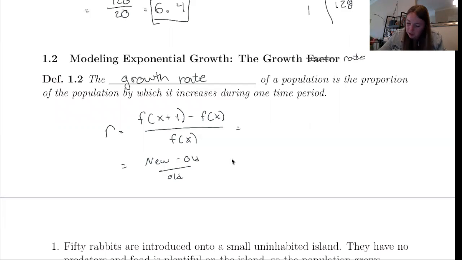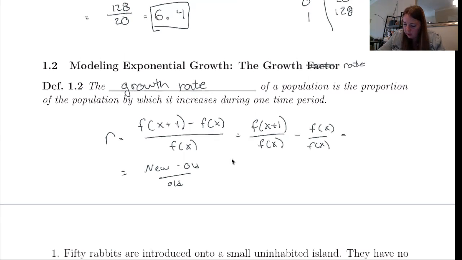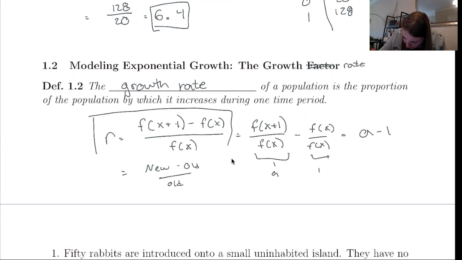Well, what if we split this up into two different fractions, right? If I did kind of almost distribute this division, I would get f of x plus 1 divided by f of x minus f of x over f of x. What's f of x plus 1 over f of x? What does this look like? Well, that's just a, and this is just 1. So it's a minus 1. So that's pretty nice. So if I already know a, I don't really have to go through this long calculation. I can just subtract 1 from it, and I'm done. It's pretty nice. Okay?